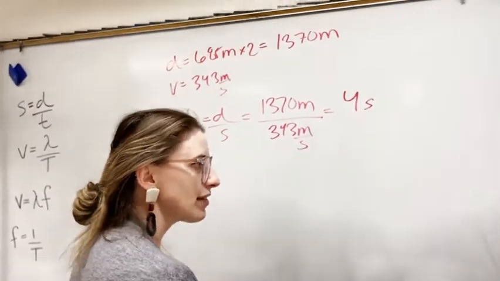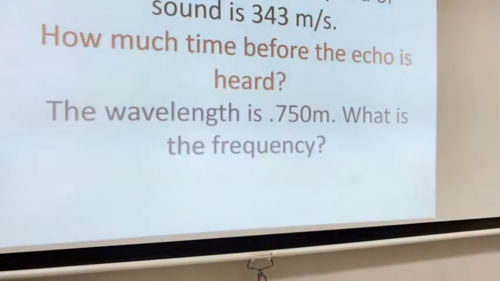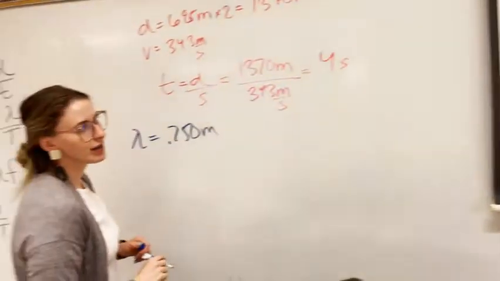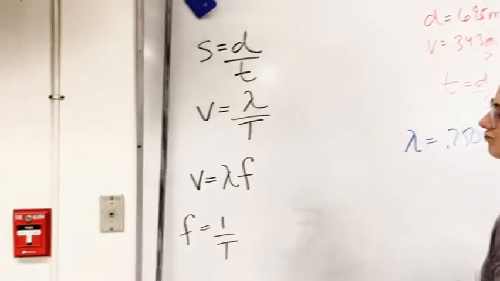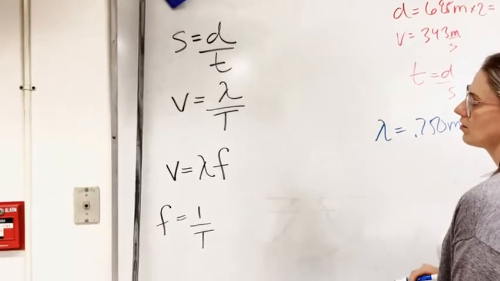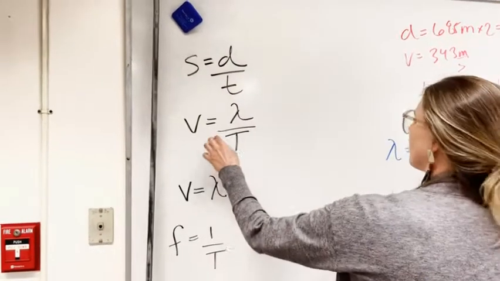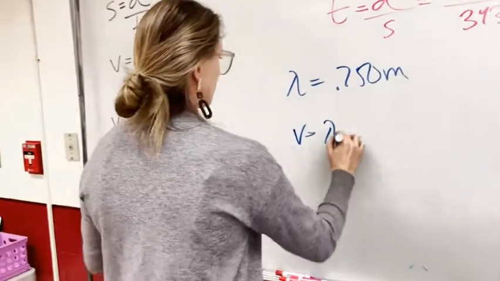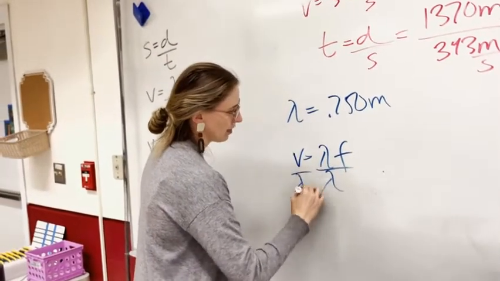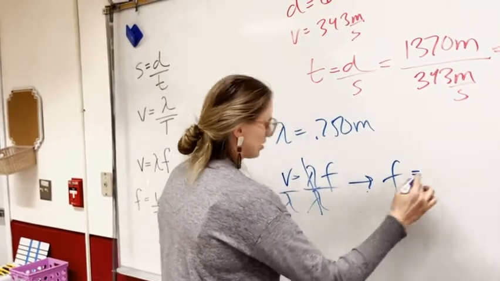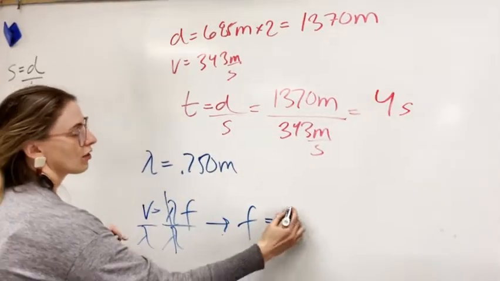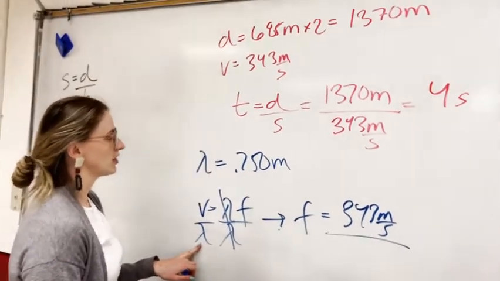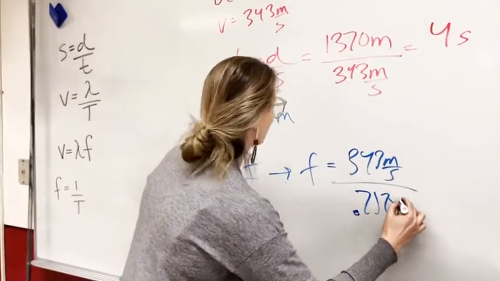The wavelength is 0.750 meters. What is the frequency? Which equation are you going to use, boys and girls? We've got the velocity, and we've got the wavelength, and we want the frequency. I'm going to use this one right here. V equals this times this. I divide by the wavelength, those cancel. So frequency equals the velocity, 343 meters per second, divided by the wavelength, 0.750.